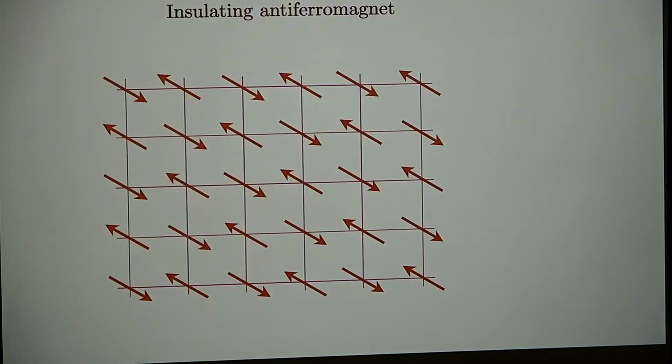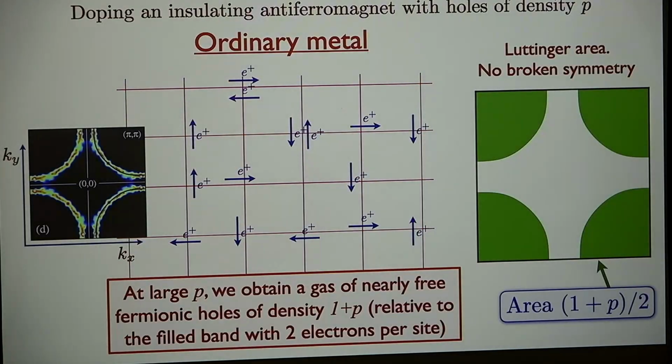All right, so let me show you some pictures of the possible states. So of course, if you have an insulating antiferromagnet, then there is no Fermi surface. If you have free holes of density P at large doping, then you get an area of 1 plus P over 2. So these are areas in units where the area of the Brillouin zone is 1. So this means that when P is equal to 1, the whole Brillouin zone will be occupied. That's the empty state, and there will be no Fermi surface.